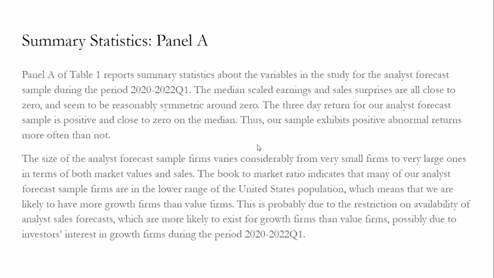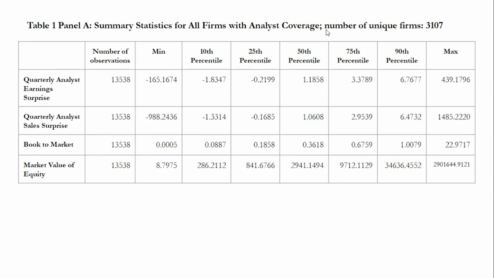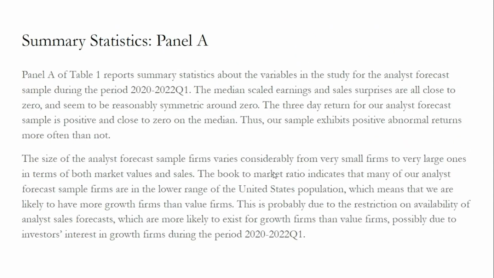So we have many more growth firms than we have value firms. This is probably due to the restriction on availability of analyst sales forecasts. So then the question is, why do we have so many growth firms? Well, if you recall, our sample is made up of all firms with analyst coverage. And so it could very well be in the 2020-2022 period that this is due to the availability of analyst sales forecasts, which are more likely to exist for growth firms than value firms, possibly due to investors' interest in growth firms during the period.